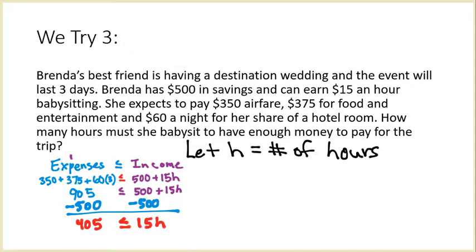Then I'll divide both sides by 15 to get h by itself. And what will I find? Well, I'll find that 27 is less than or equal to h. So that means she must work at least 27 hours in order to pay for the destination wedding, or at least her share of it.